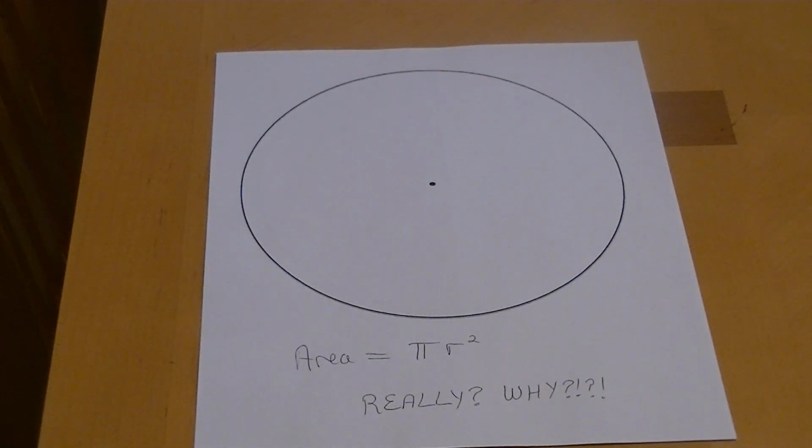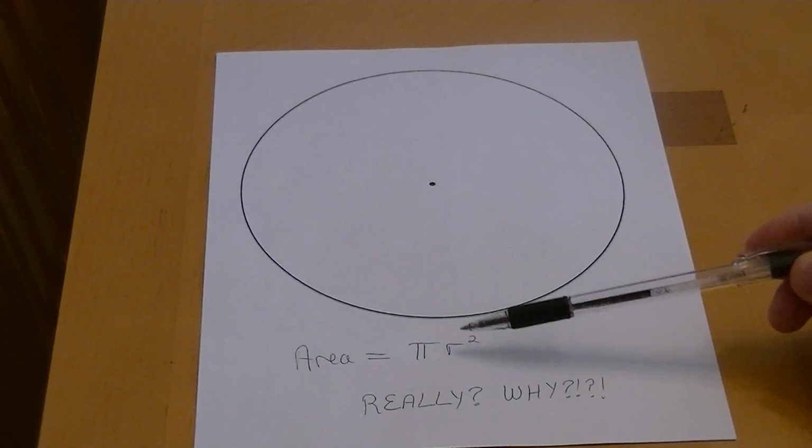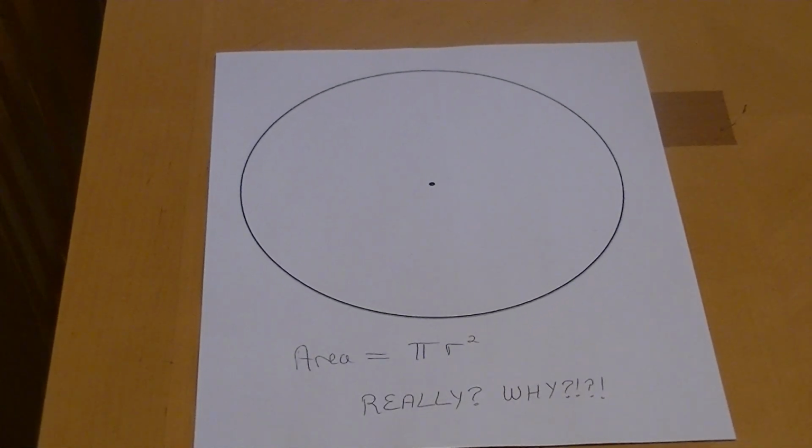I'm sure you've all heard the formula. Area of a circle is pi times the radius squared. So the question is why? That is not at all obvious. So let's figure out where that comes from.